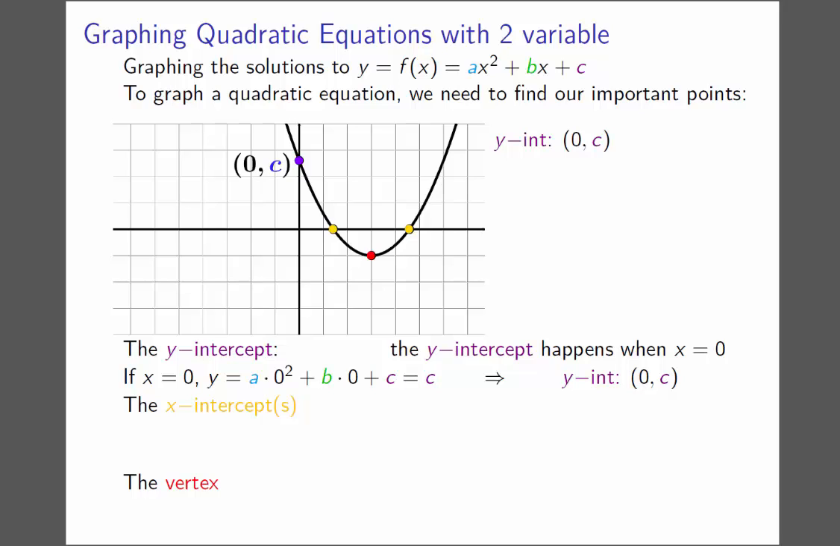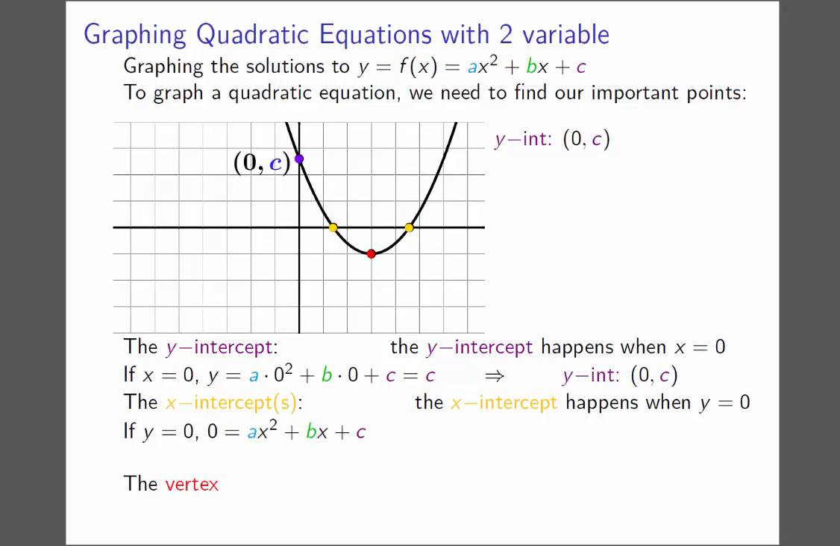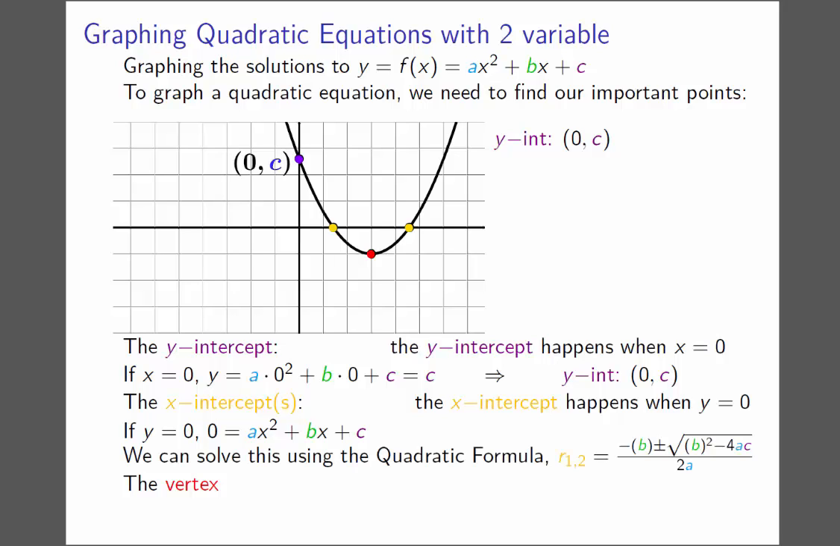How about the x-intercepts? Also like lines, the x-intercepts happen when y equals 0, because we're along the x-axis and they're not moving up or down at all. If y equals 0, then we get the equation 0 equals ax squared plus bx plus c by substituting y equals 0 in our first equation. We can solve this now using the quadratic formula to get r1 and r2: negative b plus or minus the square root of b squared minus 4ac all over 2a.